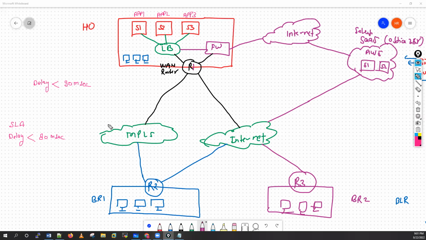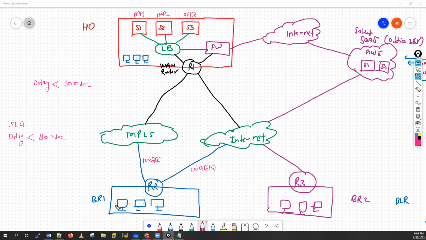Now, let's think about it. This is my 10 Gbps link. And let's say this is my 100 Gbps link. The internet link is very high because the internet is very cheap. So I have taken a very, very high bandwidth link.